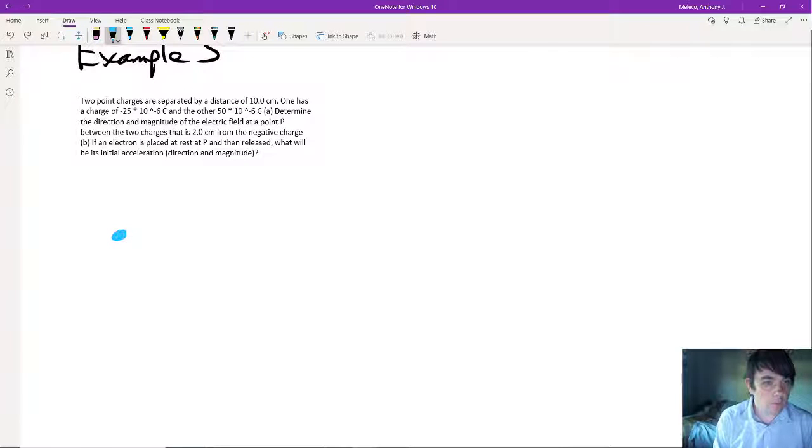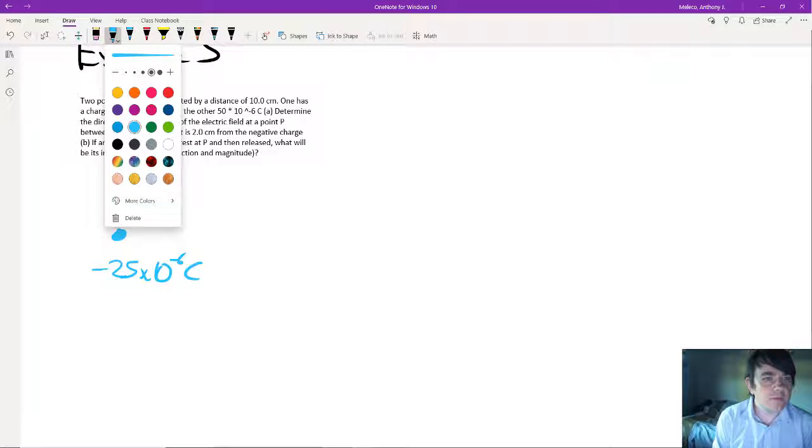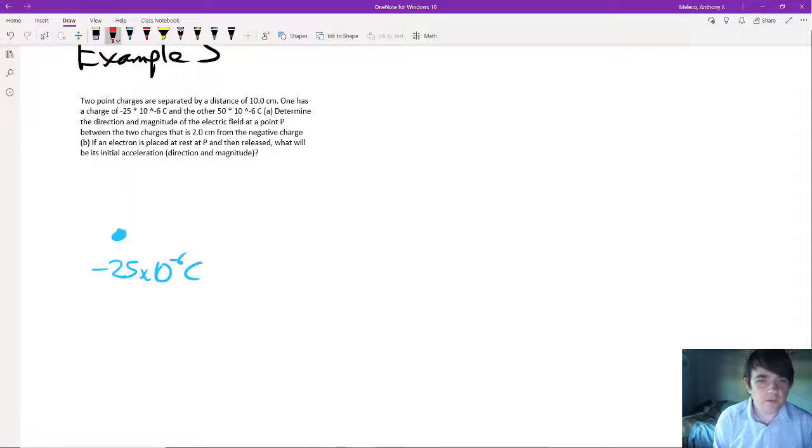Okay, here we go. So minus 25 times 10 to the minus 6 coulombs. That's what that charge is. And the other is 50. I'm just going to have to keep changing this. So this next one is 50 times 10 to the minus 6 coulombs. And we want to determine it 2 centimeters from the negative charge.